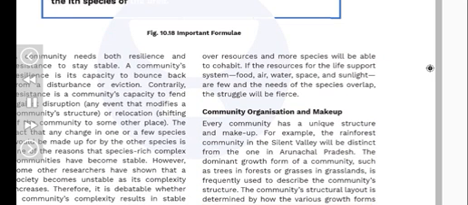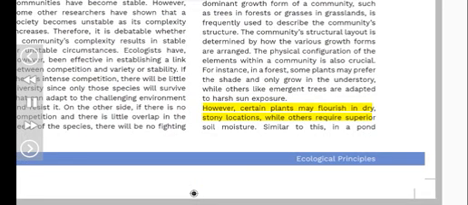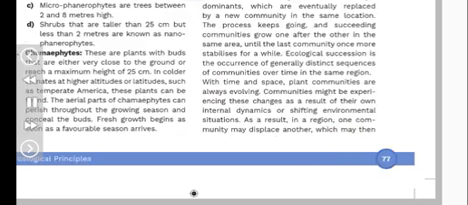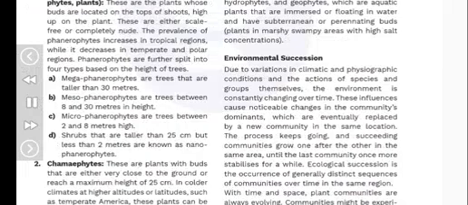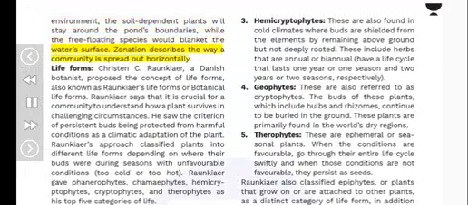For instance, in a forest, some plants may prefer the shade and only grow in the understory, while others like emergent trees are adapted to harsh sun exposure. However, certain plants may flourish in dry, stony locations, while others require superior soil moisture. Similar to this, in a pond environment, the soil-dependent plants will stay around the pond's boundaries, while the free-floating species would blanket the water surface. Zonation describes the way a community is spread out horizontally.